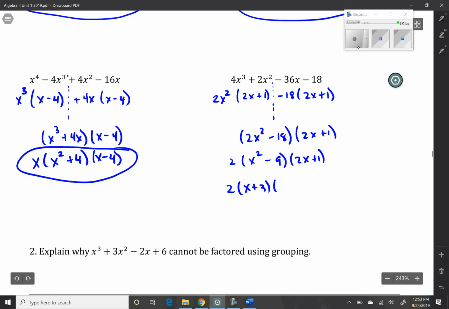Oh, one of those has to be a minus. And we're good to go.